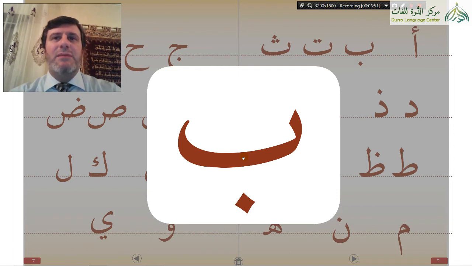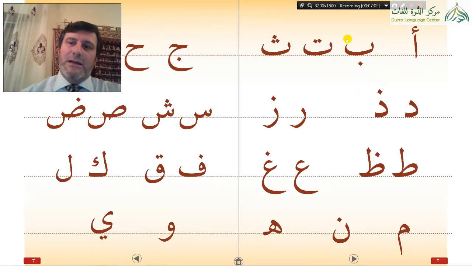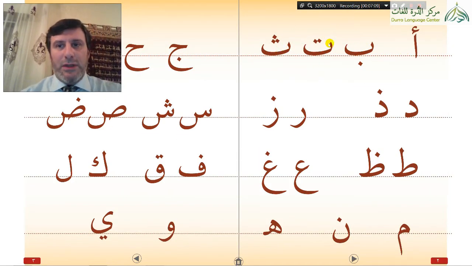This we say ba when it comes before the alif, ba, ba. However, its sound is ib, ib. The shape of this family is like a small boat. Let's look at the family here. Ba, ta, tha. It's like a small boat here.